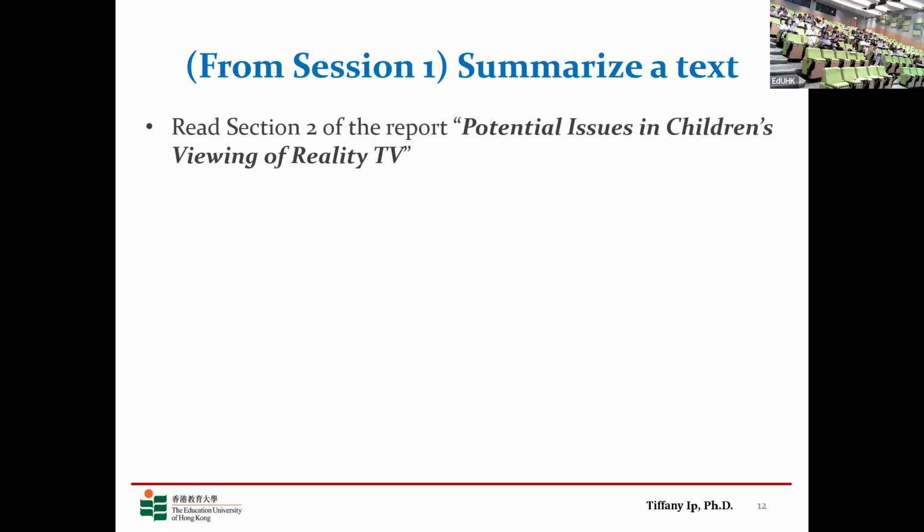I deliberately used that. And then that report is titled Potential Issues in Children's Viewing of RTV. And there are sections 2, the overall section, and then 2.1, 2.2. When you're reading, remember, keep highlighting the important points. And if you can identify the writer's overall stance, you can mark that down. And I want you to try to summarize what you have read in around 100 words. That would be like 4 to 5 sentences, right?